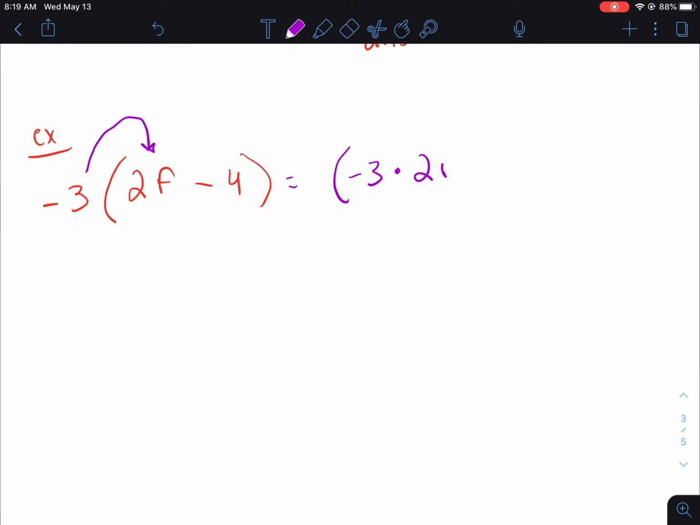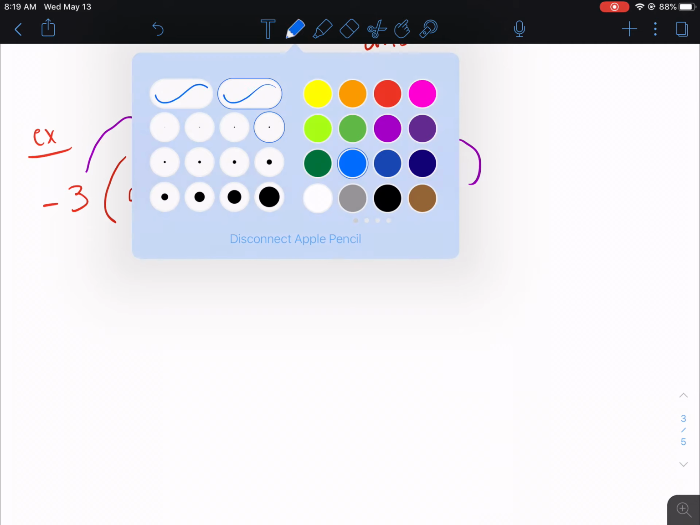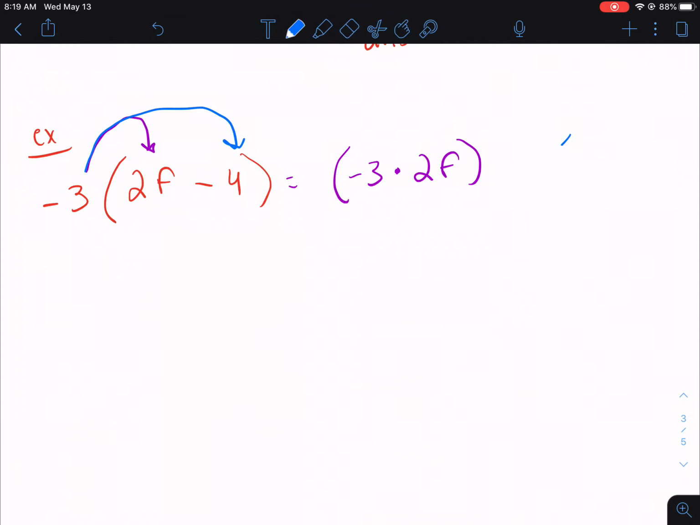Let's do another one. Negative 3, 2f minus 4. Negative 3 times 2f minus 4. I distribute. Negative 3 times 2f, negative 3 times 4. This is subtract. This minus es menos. Estoy restando.